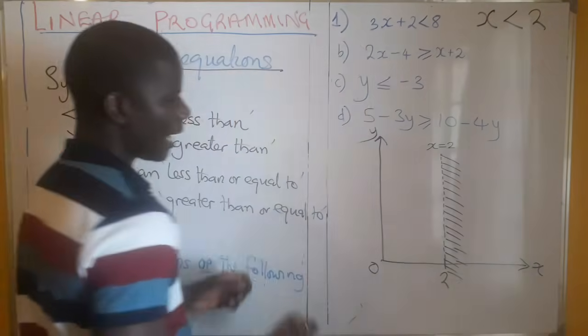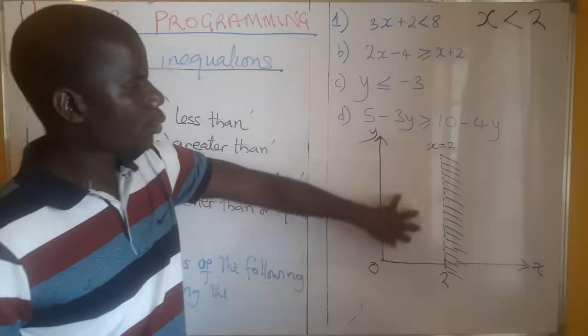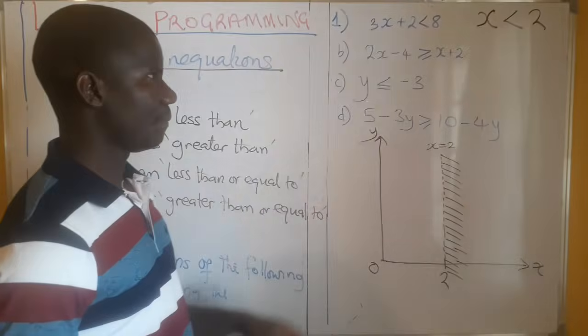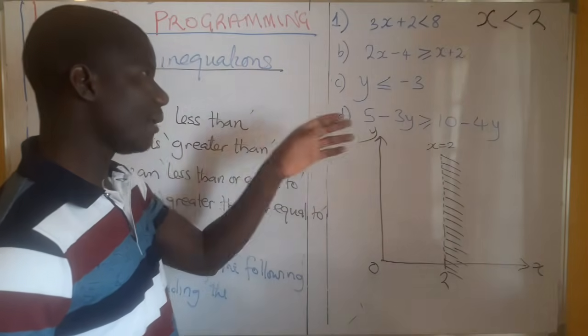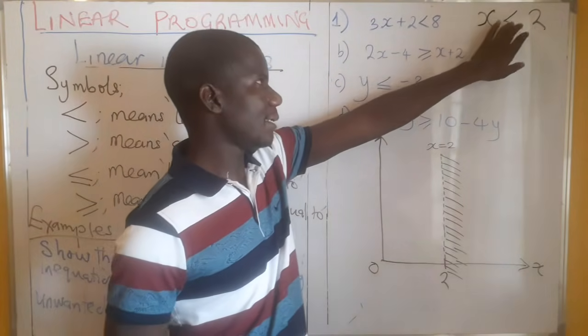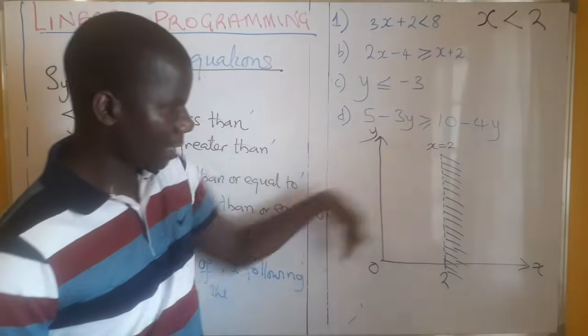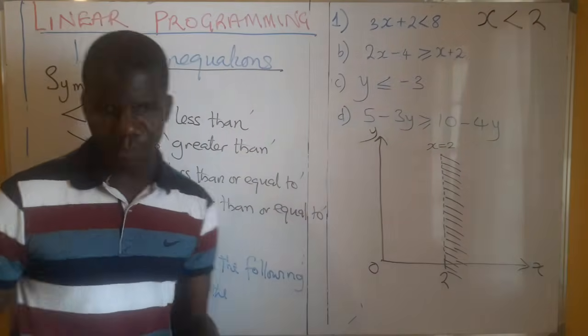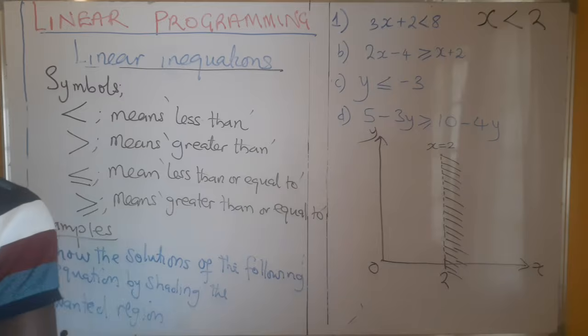We are shading the unwanted region. This true region must remain. And the true region is where x is less than 2. X is less than 2 here. So that is what we are supposed to have. And that is the first one.